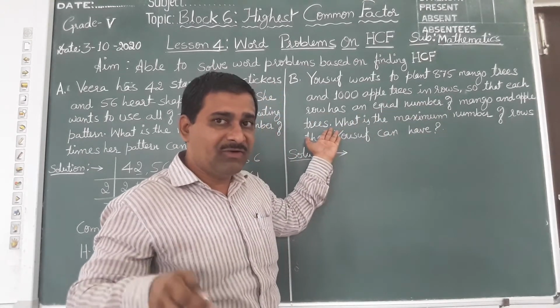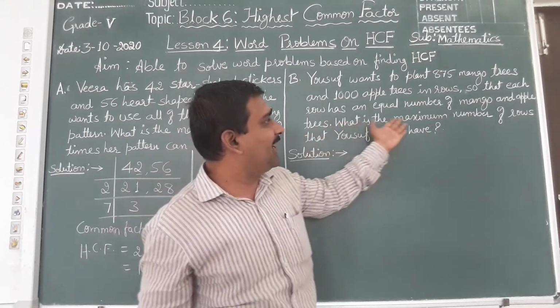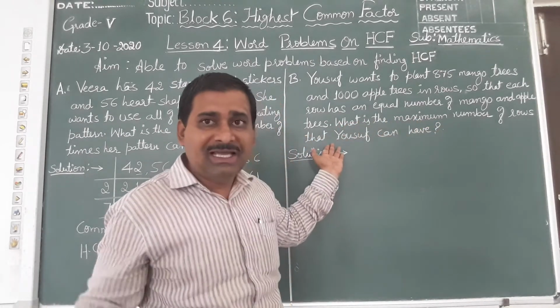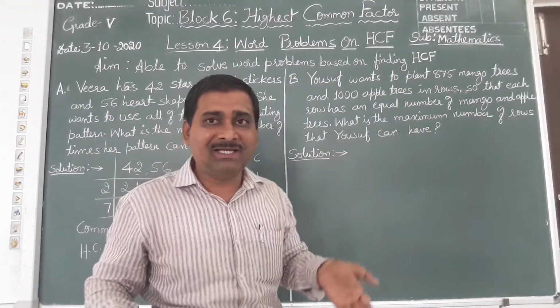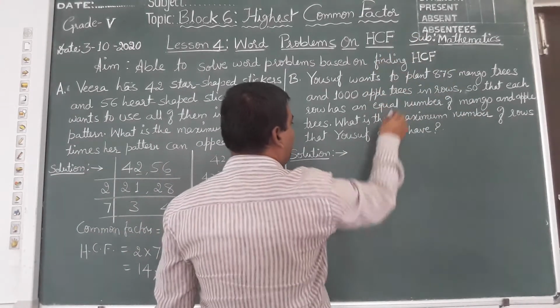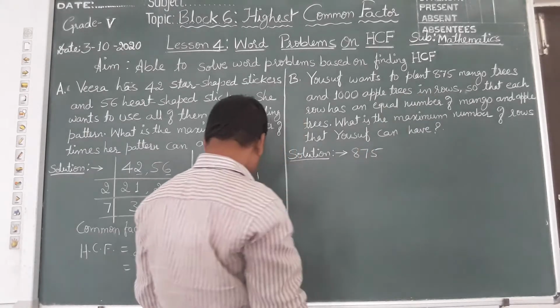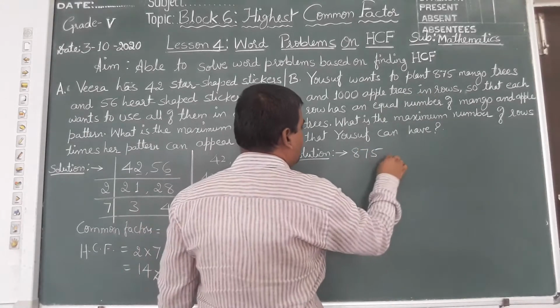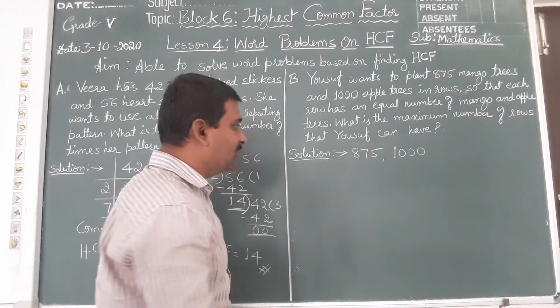So if he wants to plant an equal number of mango trees and apple trees, what is the maximum number of rows he can plant? How many maximum number of rows he can plant? So that can be done with 875 and 1000. This can be done by both methods, children.